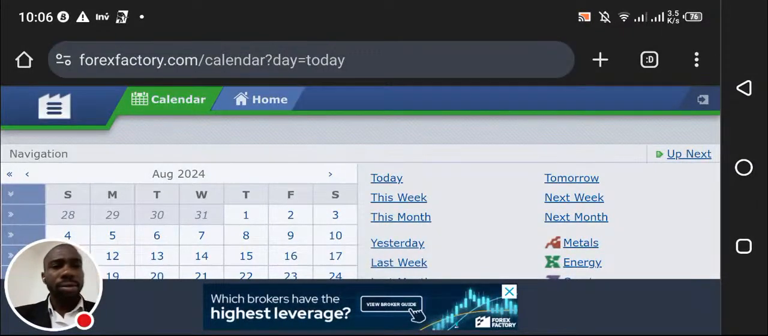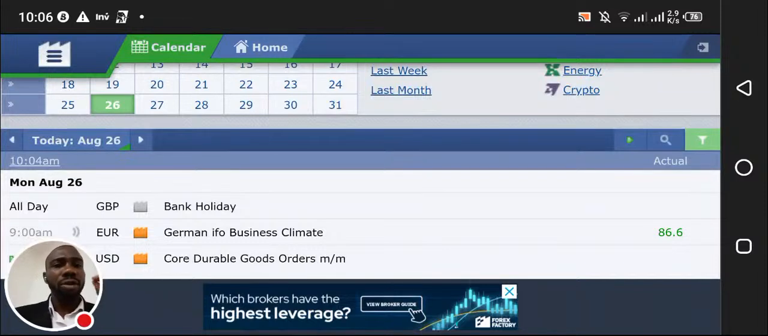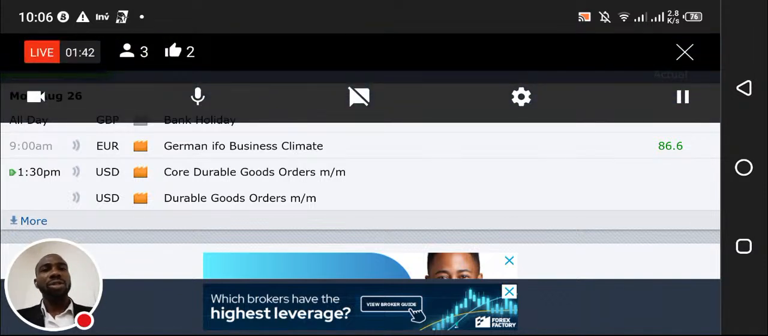Okay, so let's start by looking at the calendar for the week. Today is Monday, 26th of August, and as you can see, there are no major news for the dollar. So we should expect low volatility in the market today because there is no major news.